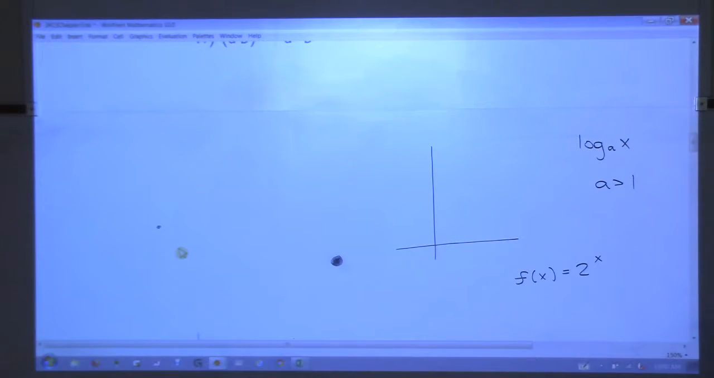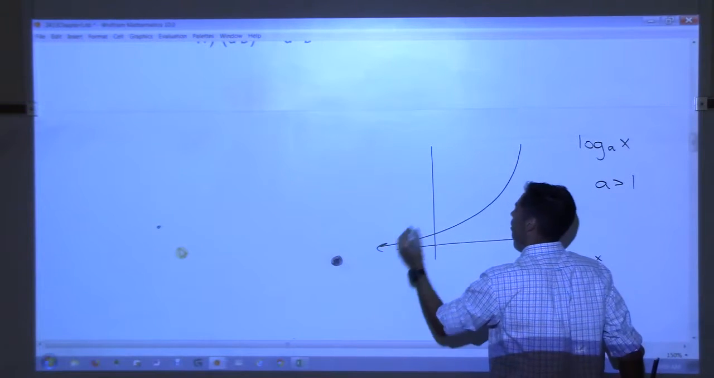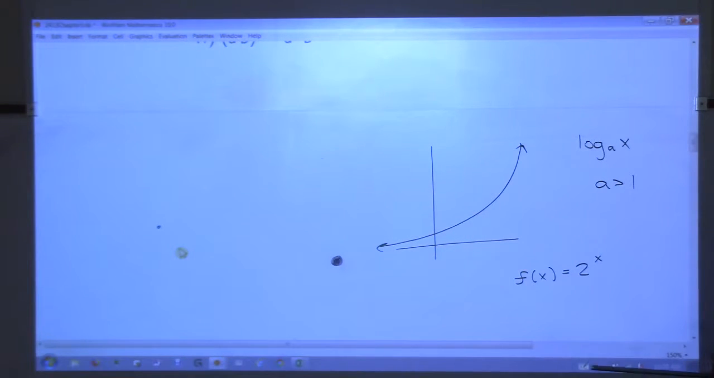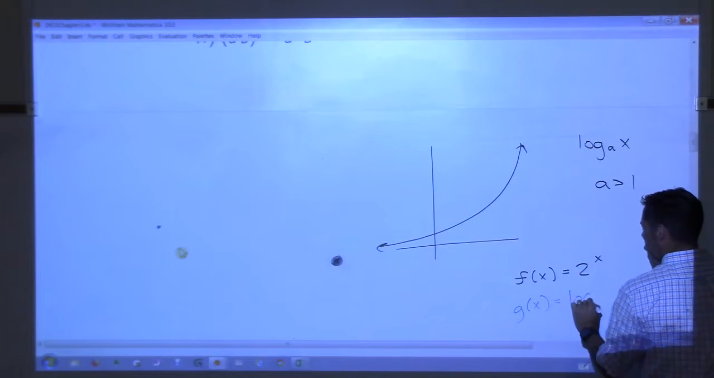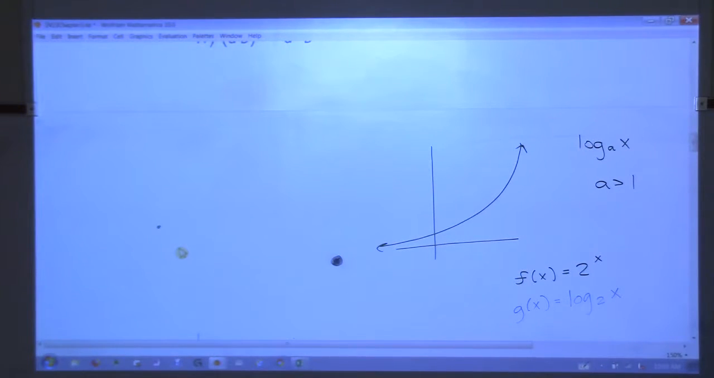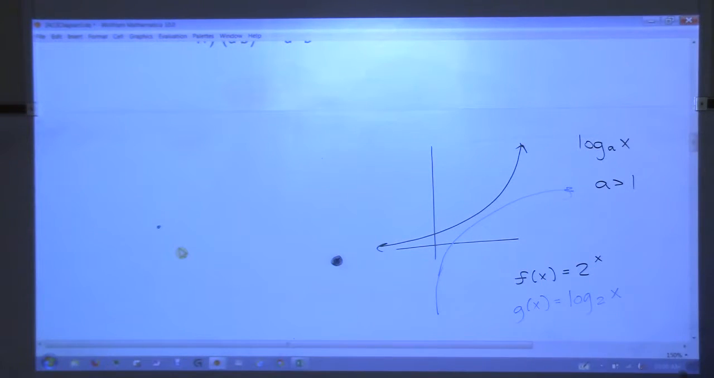function, right? That is exponential growth. And so I know it's going to look something like this. Agreed? Okay. If I asked you to graph another function, I'm going to call it g of x, and it was the log base 2 function, right? Then it is going to do what? Won't it look like this? Yes?